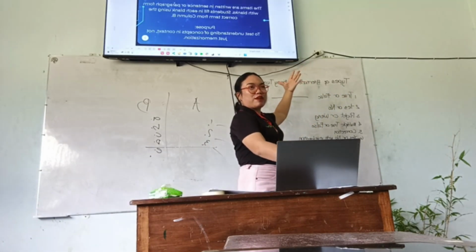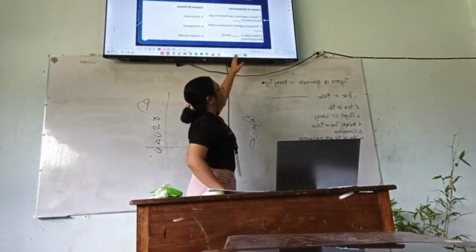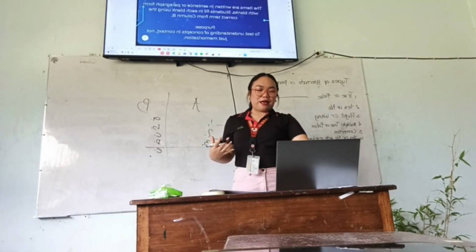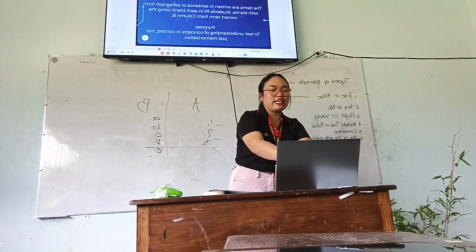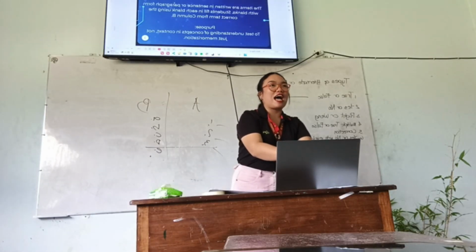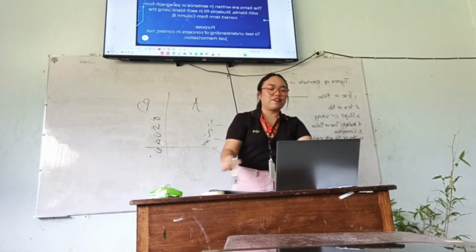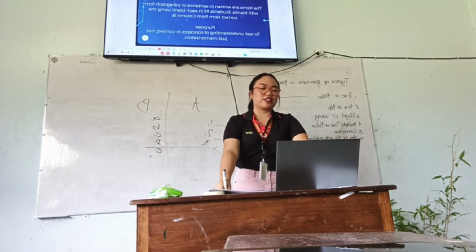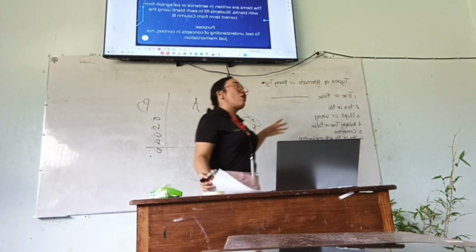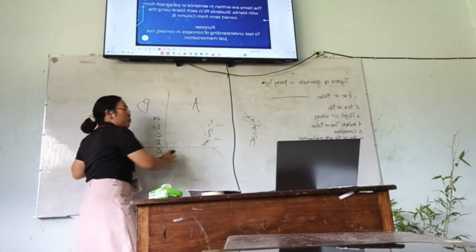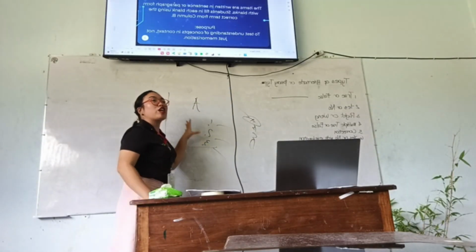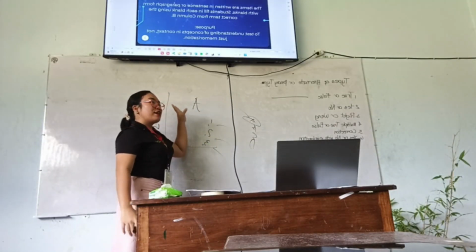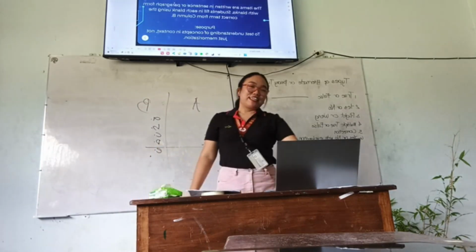Close contextual matching type. The definition is: the items are written in sentence or paragraph form with blanks. Students will fill in each blank using the correct term in column B. So, column B is the answer. Then, column A is the explanation or the question with the blank. Yes?